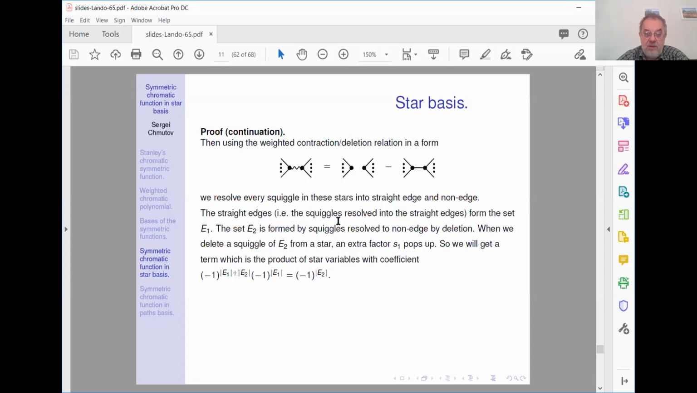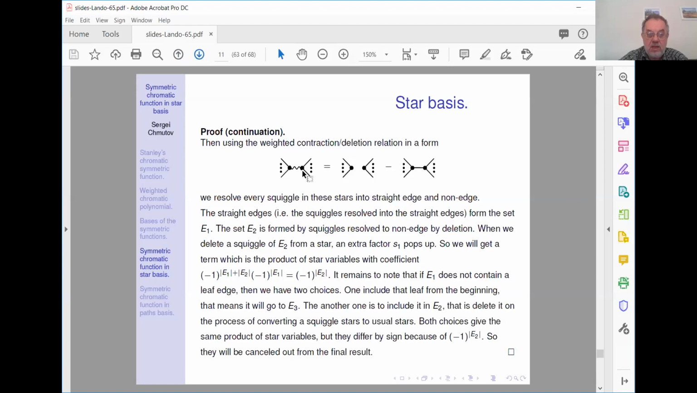And also, when I delete that edge, the star of squiggles, when I delete it, I get an isolated vertex, and that corresponds to S1. So it will also come to S1 when I delete this edge. And so that will be the total result. The only thing is there is some cancellation in this process.